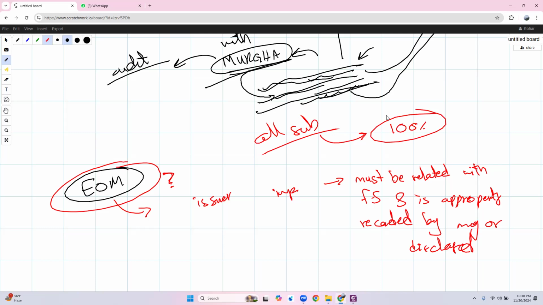But still, this is very important to the users. The users must know that the revenue is increasing by 100%, right? Yes or no? Yes. So, as an auditor, again, you will add an EOM paragraph. This means an emphasis of matter paragraph.